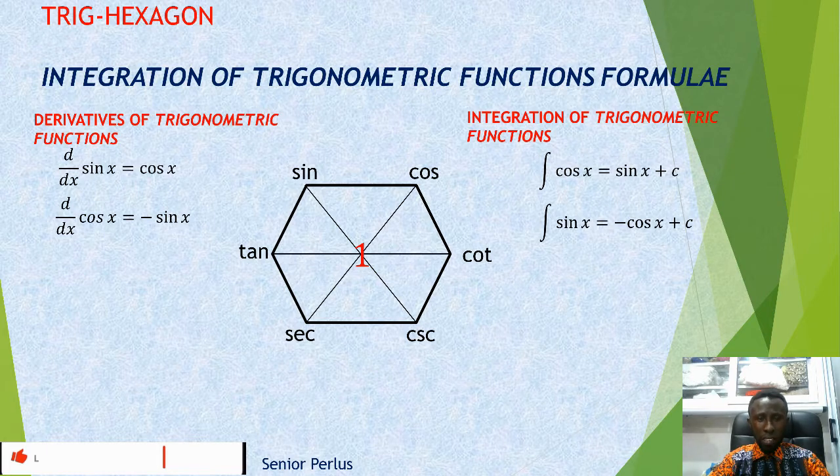Derivative of tan s is sec square s. In note 2, if we differentiate tan or cot, always their result is a square of a trig function. The reverse is integral of sec square s is tan s plus c.